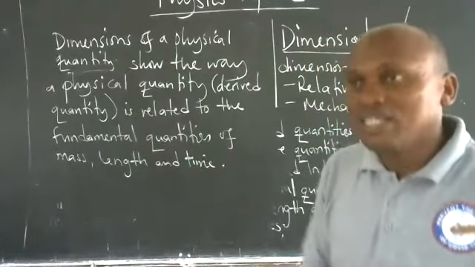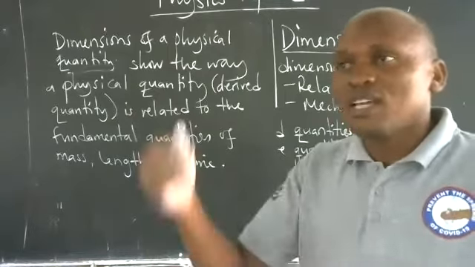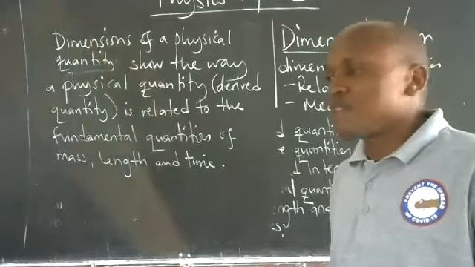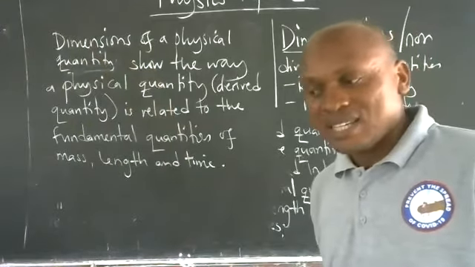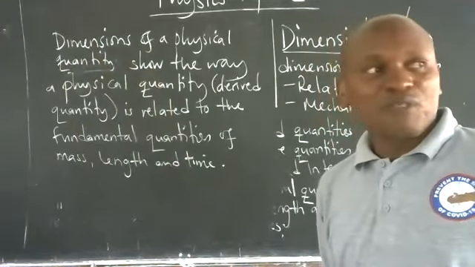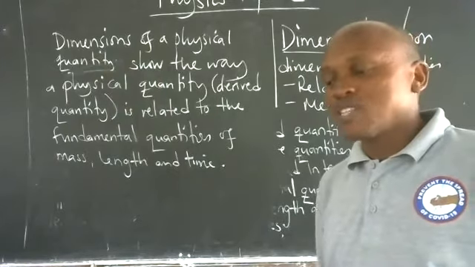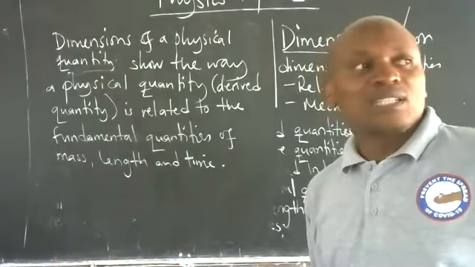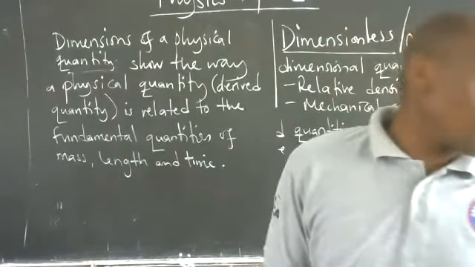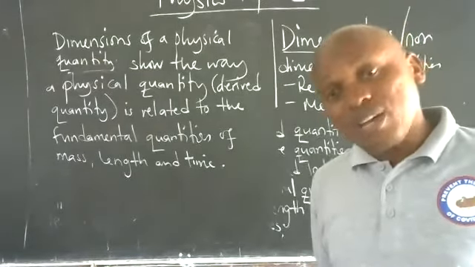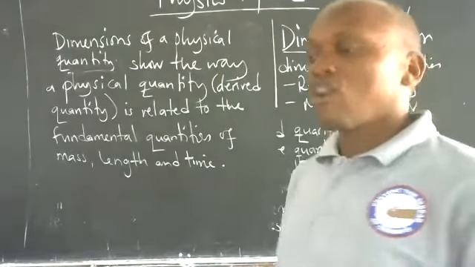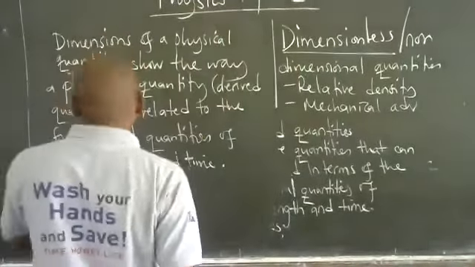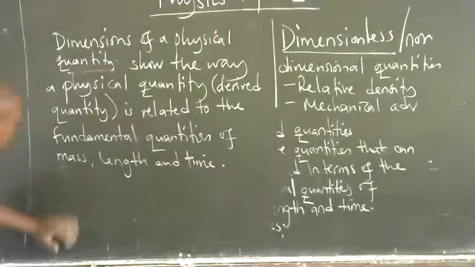And how are they related? We shall always cross-check their relationship by following what we call dimensions of a physical quantity. I hope I'm clear on this statement. We are now starting to do the real work. Dimensions of a physical quantity show us the way different quantities are related. And we are going to get examples. First of all, the symbol for dimensions.